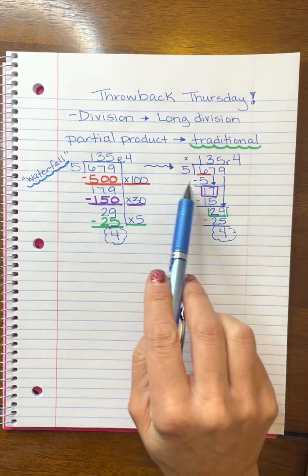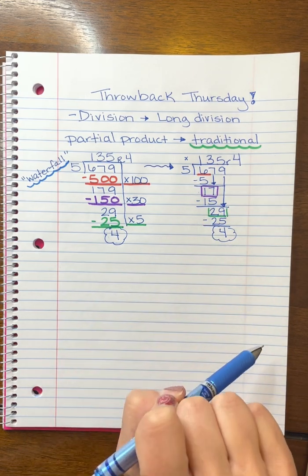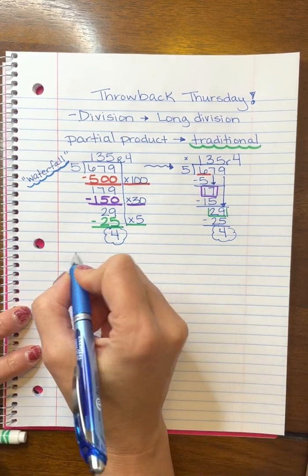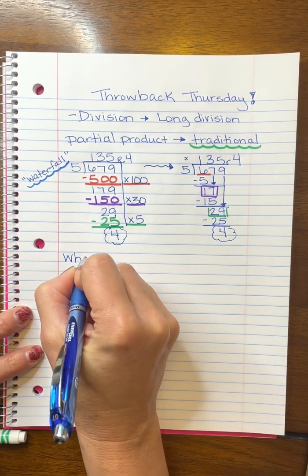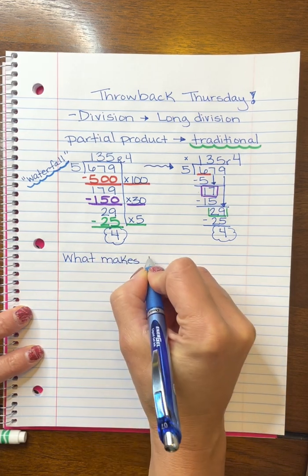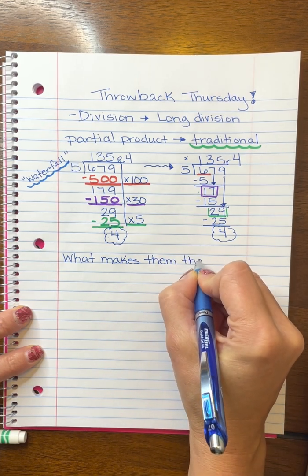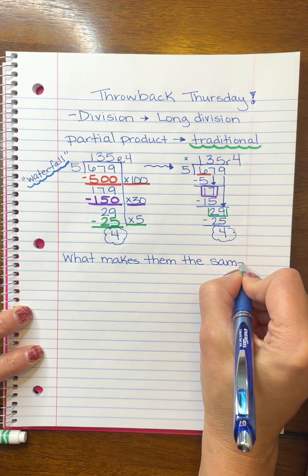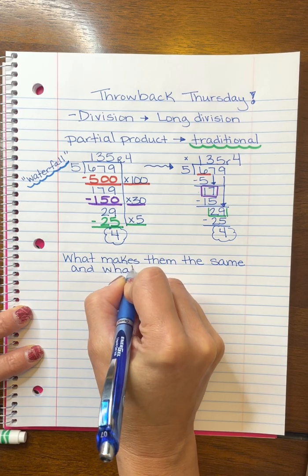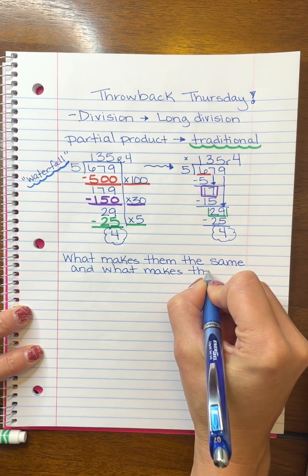Okay, so you can see, just look it over. Think about what makes them similar, what makes them different. On your notes, I want you to write this: what makes them the same and what makes them different?